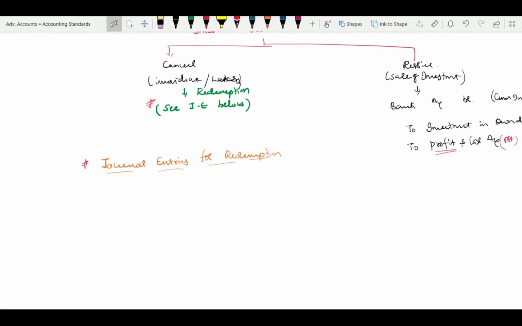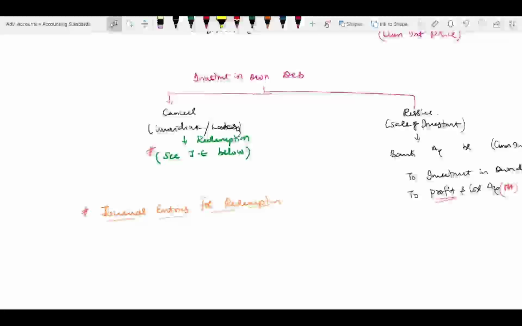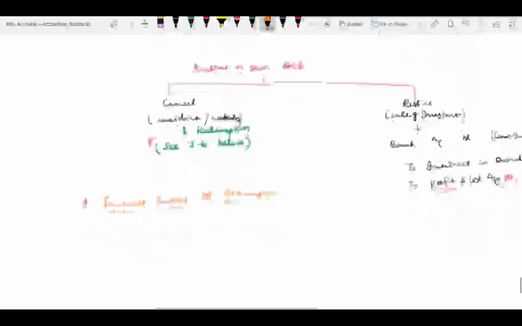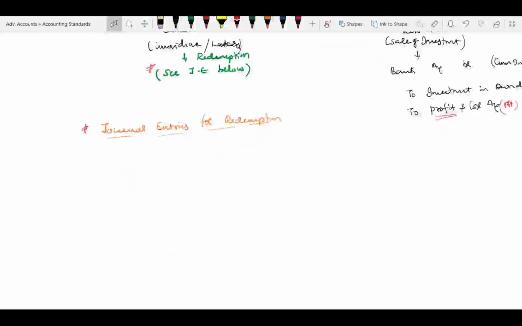Now look out, if you plan to redeem, if you plan to cancel, then only it is a redemption, my dear friends. Already you have purchased and placed that as investment in own debentures. So to the extent of face value, if you cancel, it will cancel. But before that, you should ensure, my dear friends, an important note.